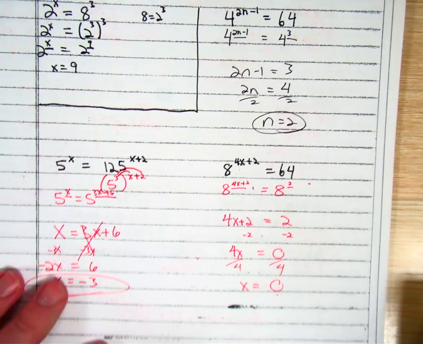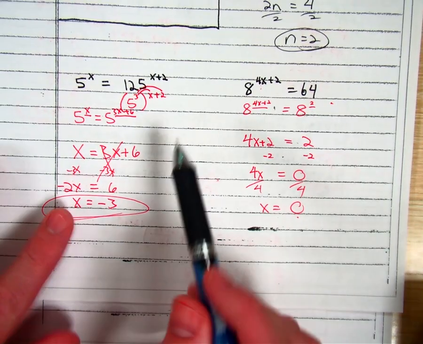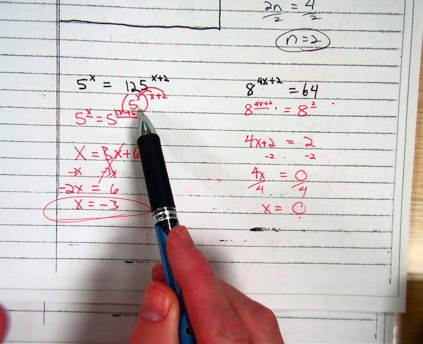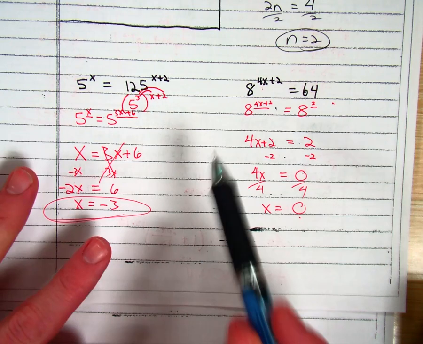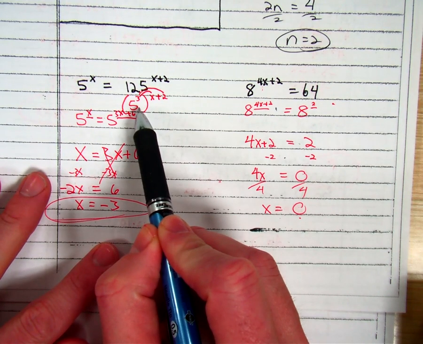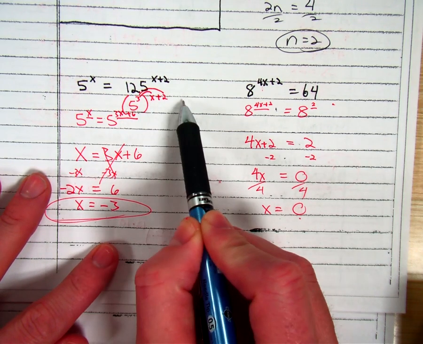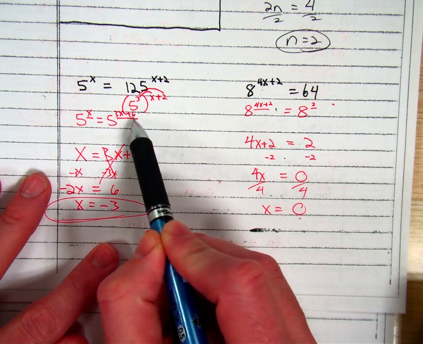Alright, welcome back. Let's see how you did. 125, we're going to change that to 5 to the third. Now this is a little bit tricky. Maybe I should have warned you before. We have 5 to the third, to the x plus 2 power. When we multiply, we have to distribute that to both terms. So that's going to be 3x plus 6.